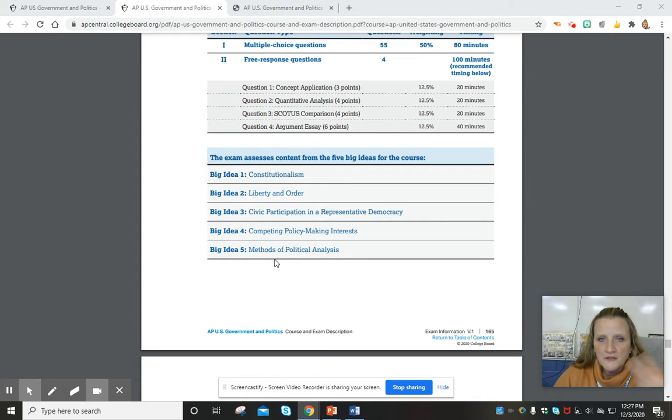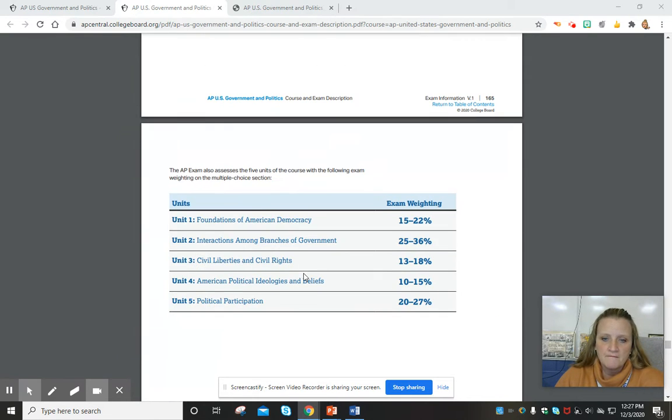Okay, or making their laws and carrying out their duties. And then you've got methods of political analysis. That's another big idea, kind of like what we did with the demographic groups. But there's going to be some more of that later on.